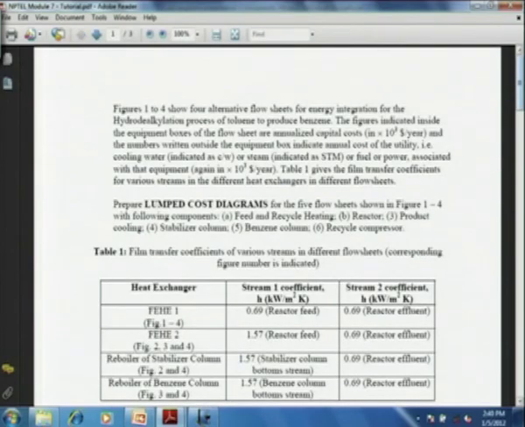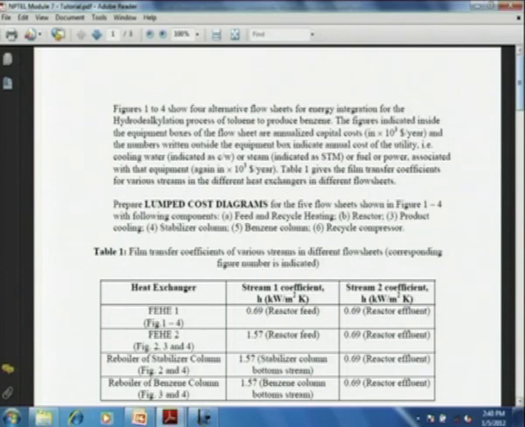We are given 4 figures that show alternative flow sheets for energy integration for the hydrodealkylation process of toluene to produce benzene. The figures indicated inside the equipment boxes of the flow sheet are annualized capital cost in $1000 per year, and the numbers written outside the equipment box indicate the annual cost of the utility, that is cooling water, indicated as C/W, or steam, indicated as STM, or fuel for the furnace, or power for the compressor, associated with that particular equipment, and the operating cost is also in $1000 per year.